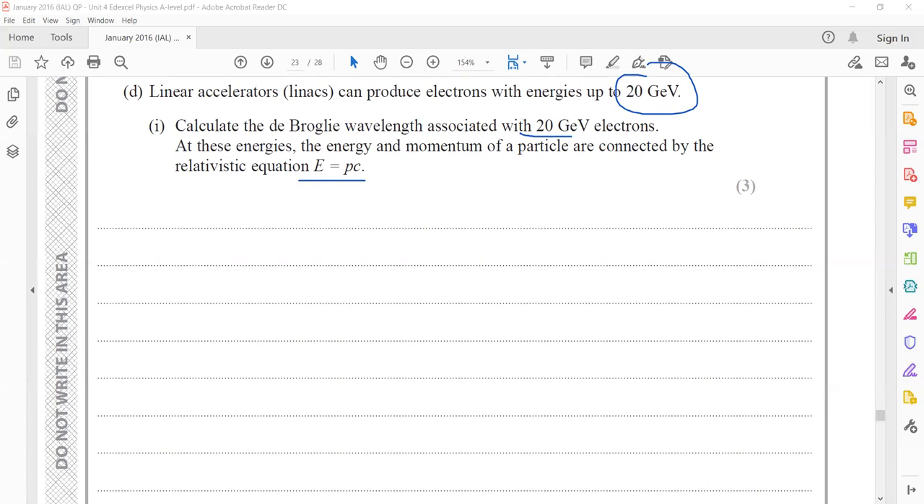So what you can do, you need a de Broglie wavelength. If E equals PC, it means P, the momentum, equals E divided by c. And the de Broglie relation, as you took in AS, is lambda equals h over p. So after getting the momentum and Planck's constant, you can find the wavelength.